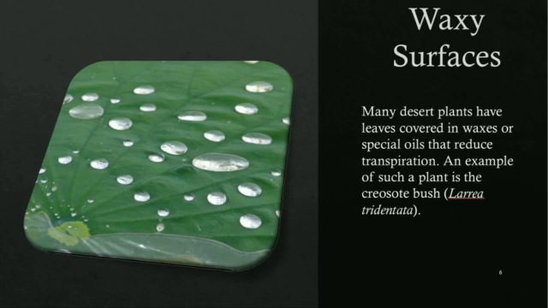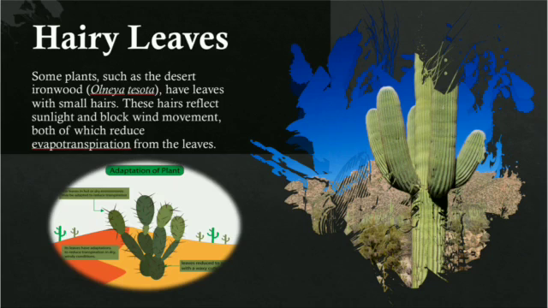Waxy surfaces. Many desert plants have leaves covered in waxes or special oils that reduce transpiration. An example of such a plant is the creosote bush, Larrea tridentata. Hairy leaves. Some plants, such as the desert ironwood, Olneya tesota, have leaves with small hairs. These hairs reflect sunlight and block wind movement, both of which reduce evapotranspiration from the leaves.